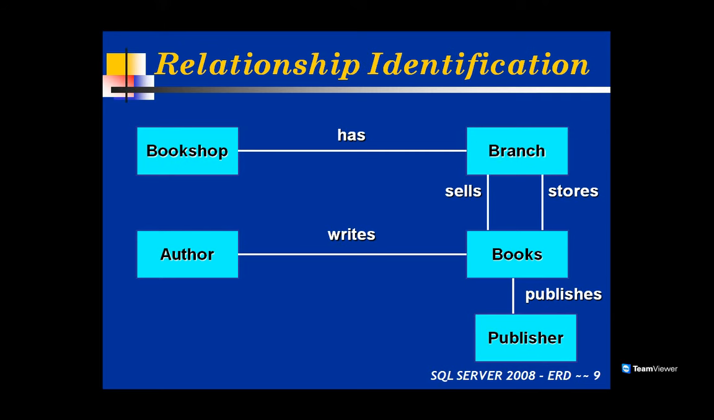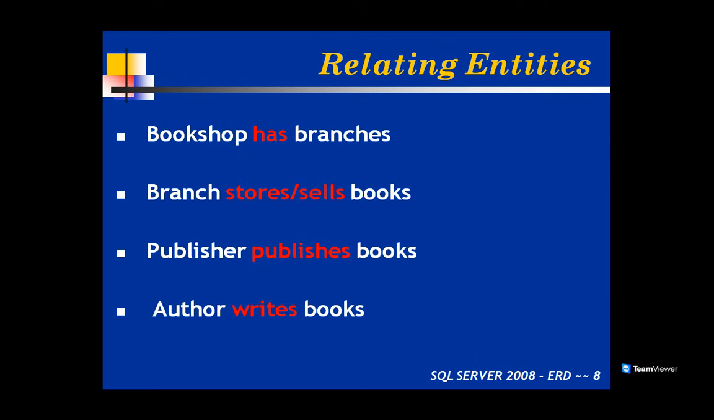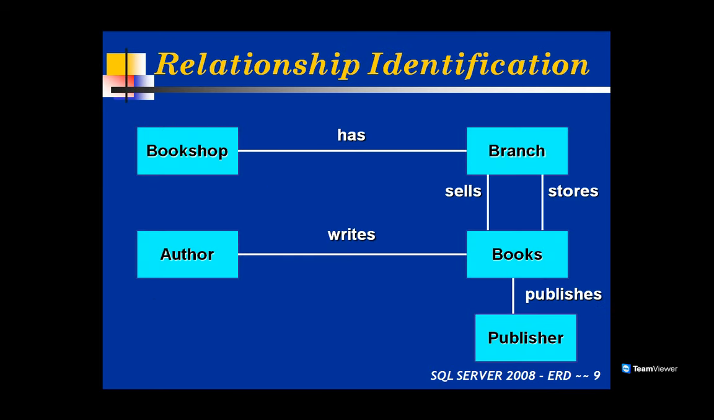So like that, all the verbs has, stores, sells, purchases, writes are nothing but they are connecting two nouns. That is the relationship. Now you have to build the complete relationship in the diagram. So now you have a sequence in the diagram. Bookshop has branch, branch sells books, and branch stores books, and author writes books, and publisher publishes books.